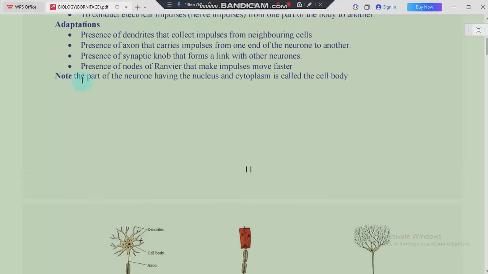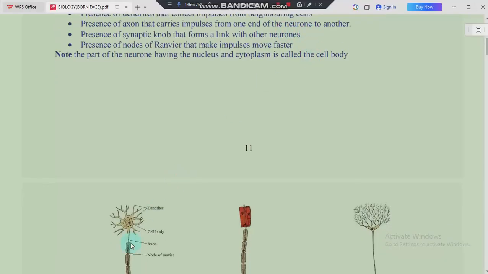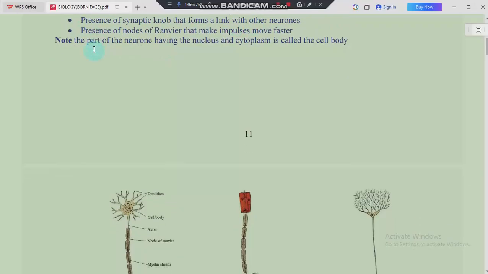Apart from that, number 2, we have the presence of the axon that carries impulses from one end of the neuron to another. All right, so that is our axon, the structure inside there. We are saying the axon helps to carry impulses from one end of the neuron to another. Apart from that, there is also the presence of the synaptic knob that forms a link with other neurons.